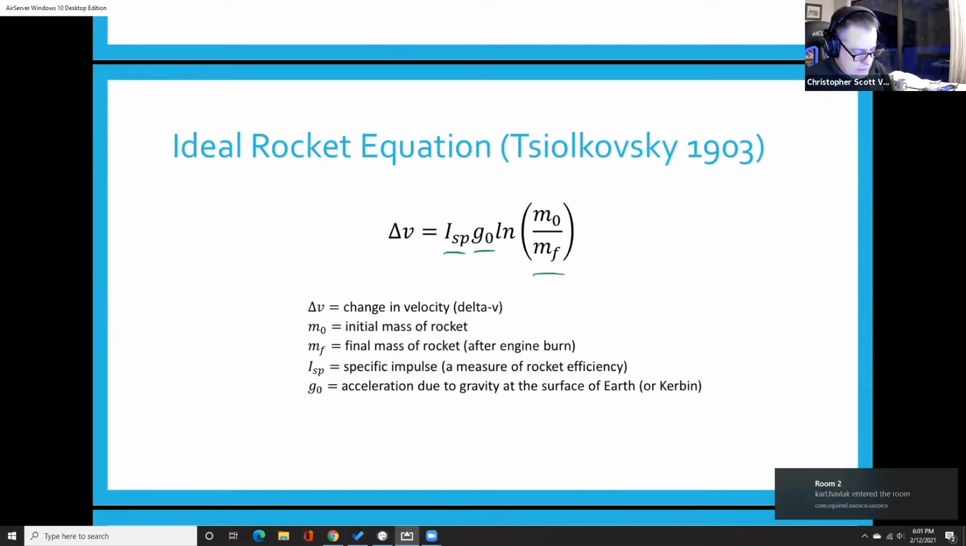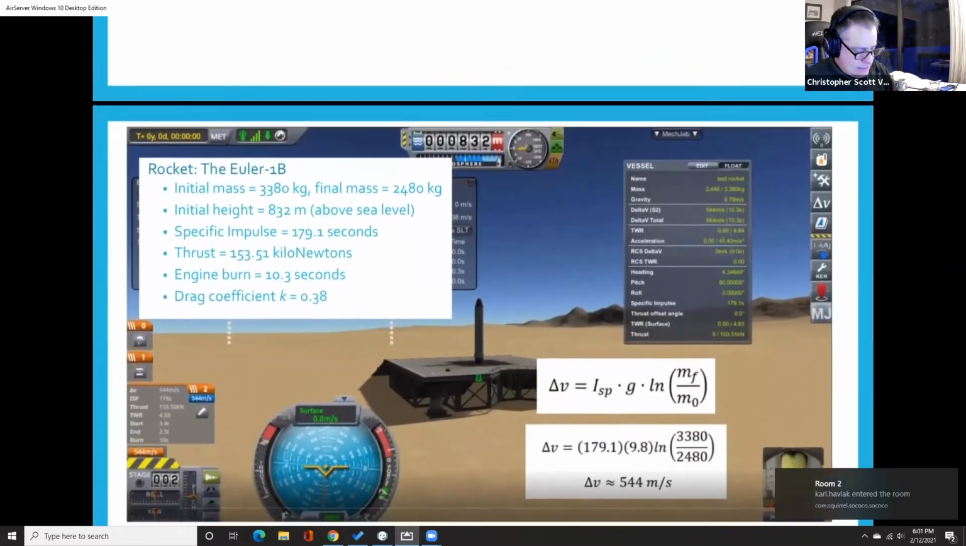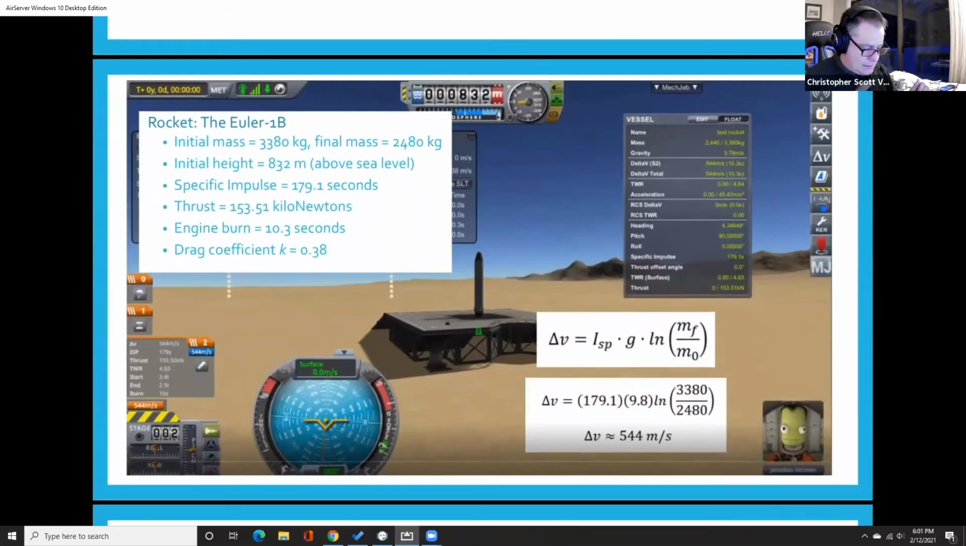final mass. And this is a screenshot, a picture from the game where I have a rocket on the launch pad, and we can see initial mass and final mass. These are things that you can find in the game. They're data that you can download in Excel, and you can even see them dynamically changing as you're playing. You can see the initial height up there. That's one of the parameters I'll need.